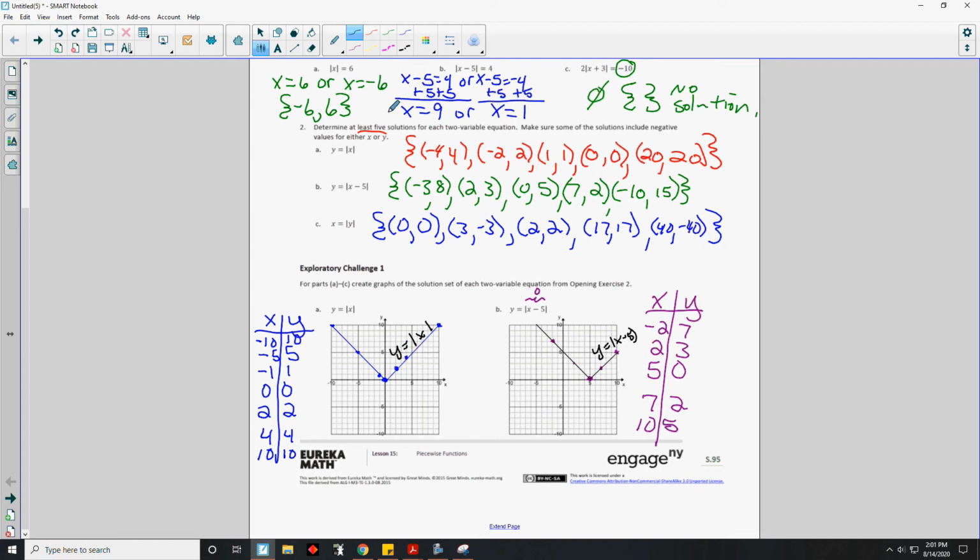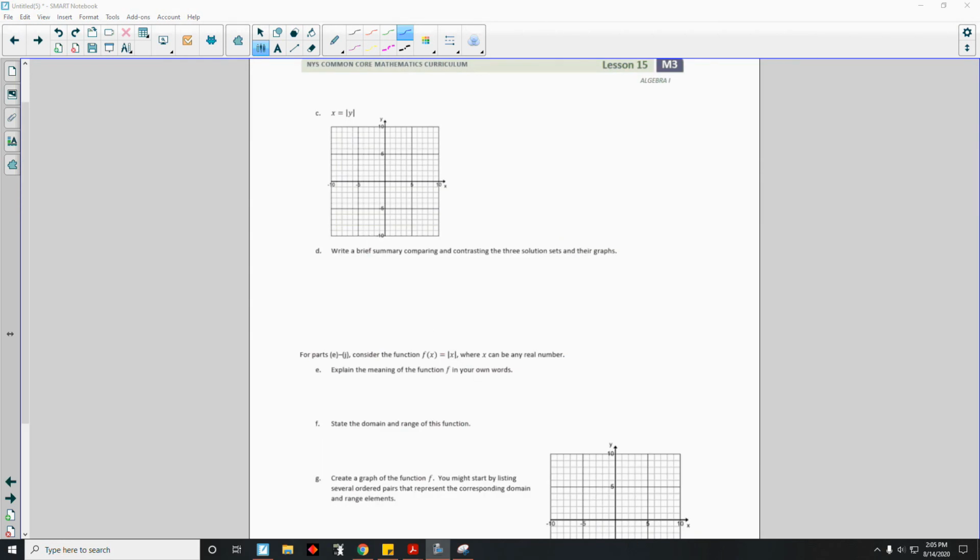Like so. Label the graph. And another thing, these do go on forever, so I should have arrows at the ends here as well. Okay, page 2 brings us to part C, another example.